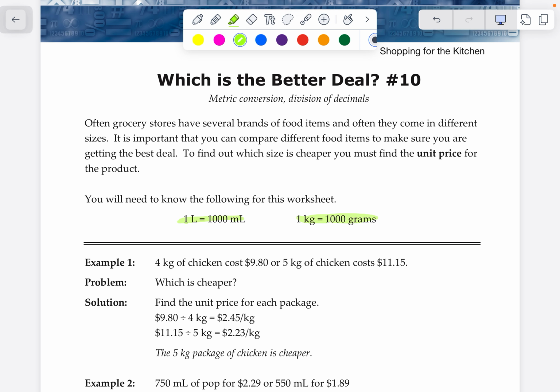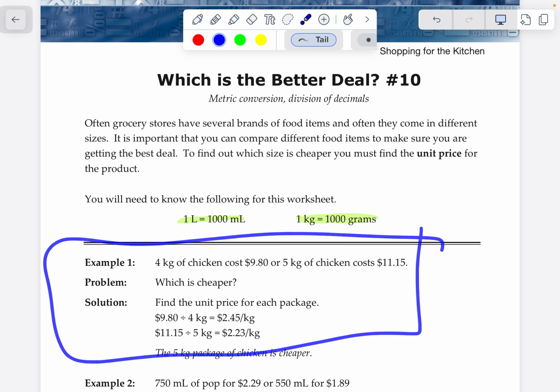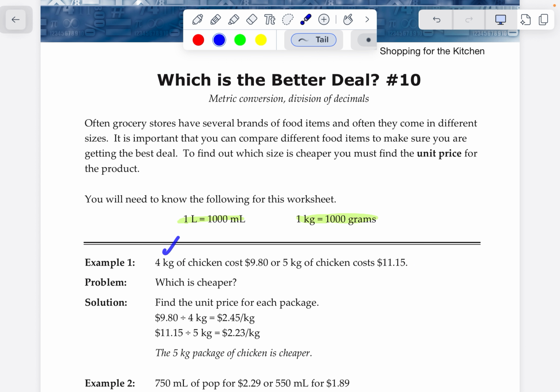So again, the thing that you need to remember is that fact, you're going to have to know that a liter is 1,000 milliliters, a kilogram is 1,000 grams, okay? So let's look at this example. It says that 4 kilograms of chicken costs $9.80. 5 kilograms of chicken costs $11.15, which is cheaper.